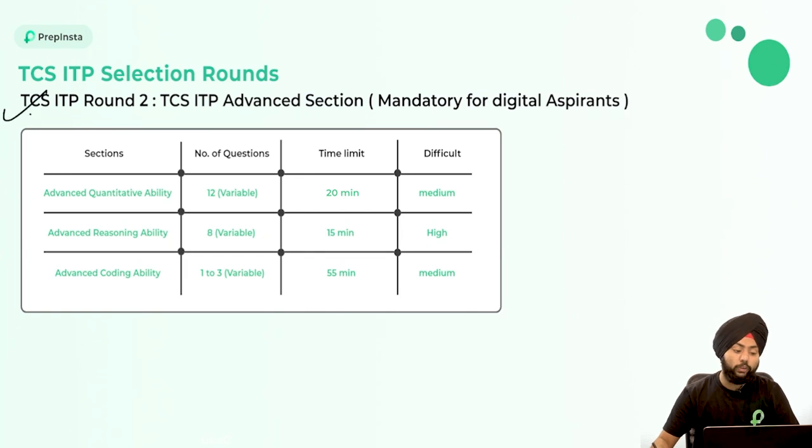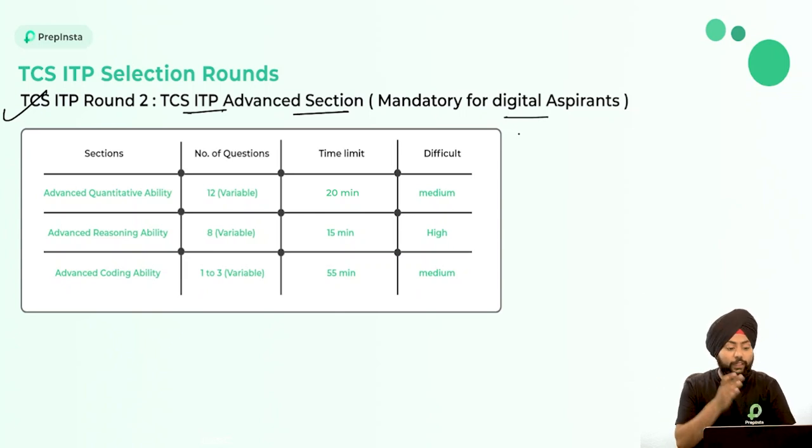Okay, let's move ahead and talk about round two. As I already told you, they name round two the TCS ITP advanced section. I have written over here: mandatory for digital aspirants. As you already know, if you clear TCS NQT, then you switch to the TCS Digital exam, where the package will be more. This time in TCS ITP round two, the advanced section, if you are performing well over here, that means you will be moving to a TCS Digital kind of package or level. So you can take this round as a TCS Digital round, or this round is mandatory for the people who are aiming for TCS Digital packages.